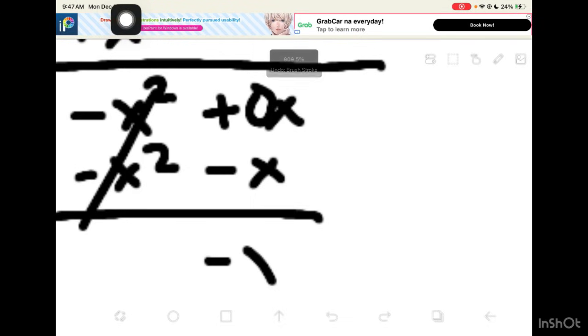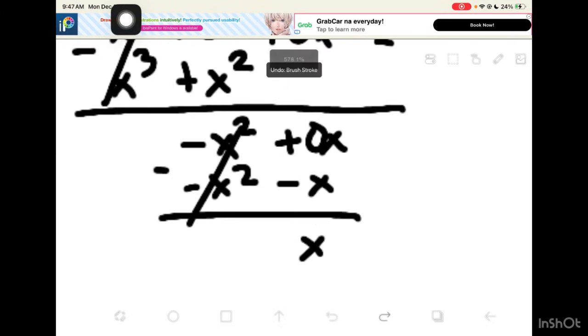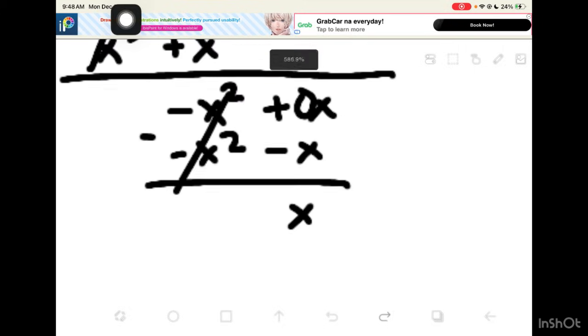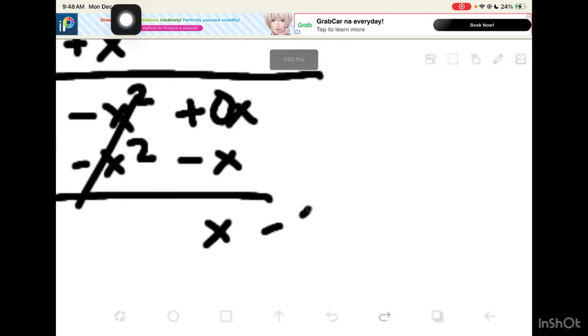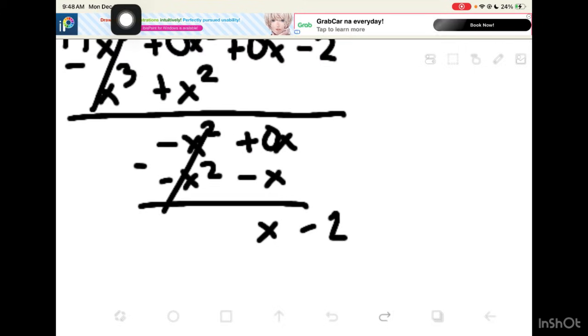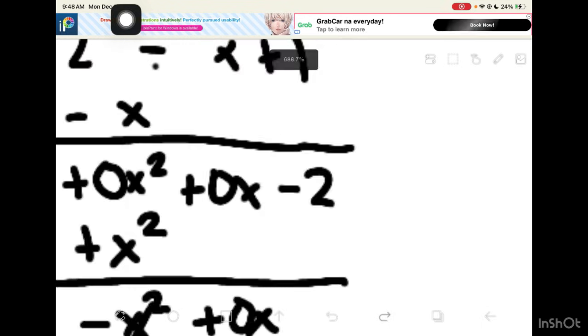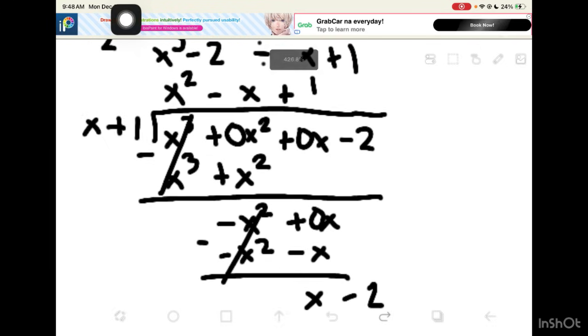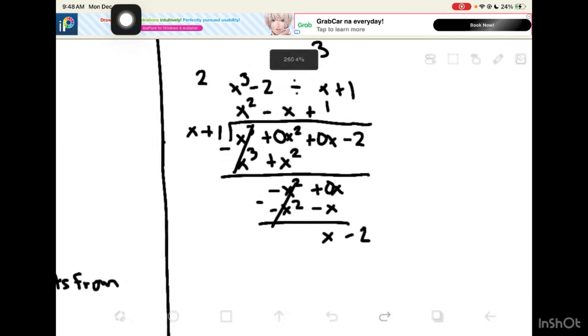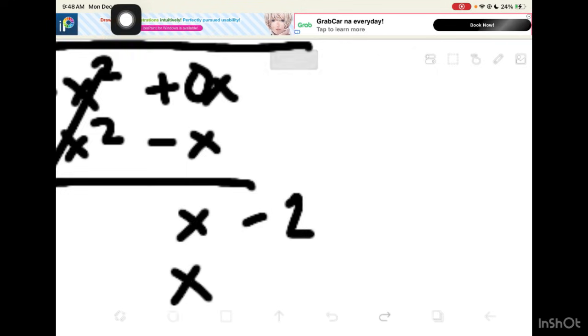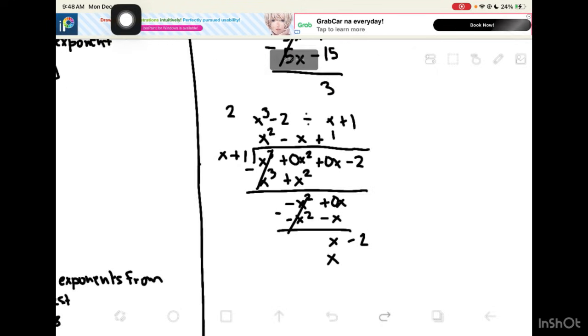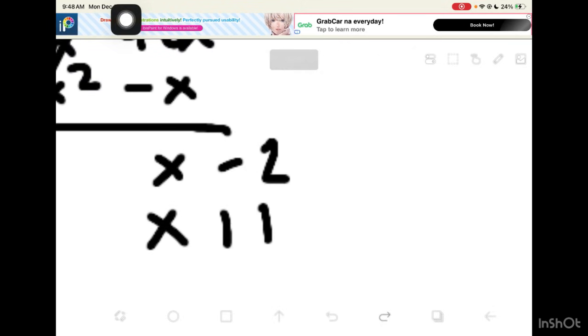Oh, sorry, x. Because 0 minus negative 1 is 1. There we go. Bring down the negative 2. Okay, last one. So we have to do x divided by x is just 1. 1 times x is x. 1 times 1, 1. Subtract.